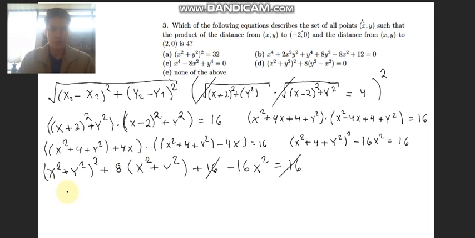So we end up with (x squared plus y squared), all this squared, plus 8 times (x squared plus y squared), equals positive 16x squared.